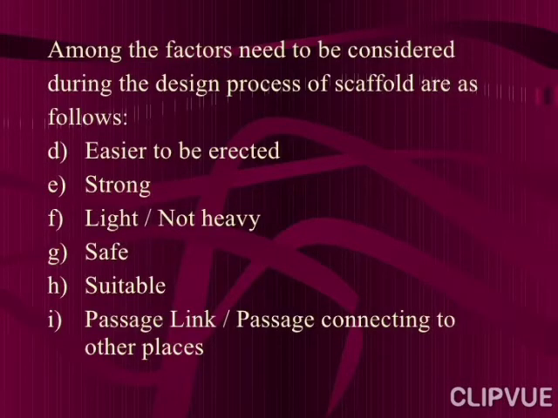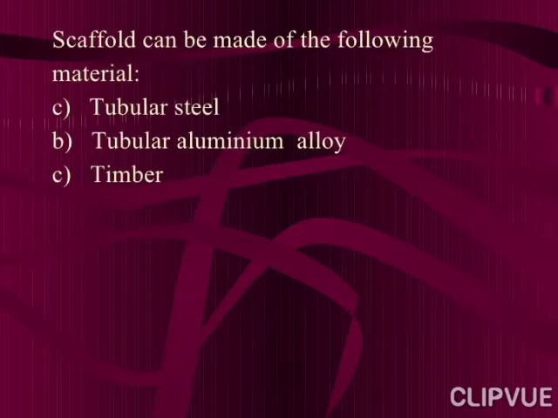Factors to be considered during the design process of scaffolding are that it is easier to erect, strong, light or not heavy. It should be safe, it should be suitable, and have a passage or link connecting to other places. Scaffolding can be made of the following materials: tubular steel, tubular aluminum alloy, and timber.